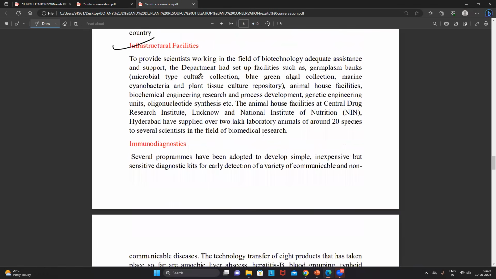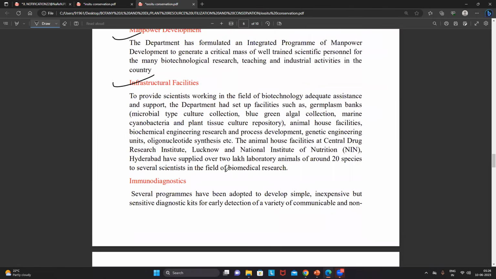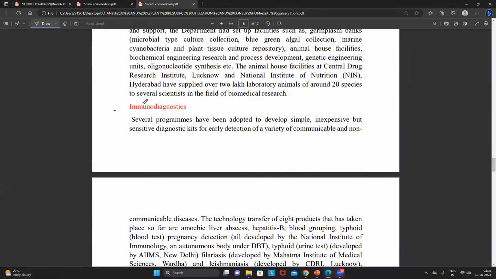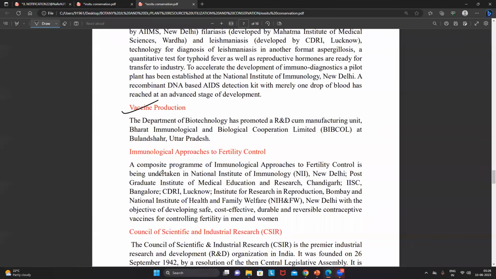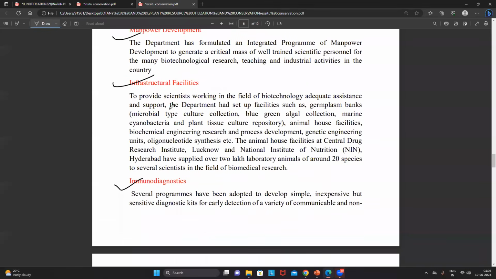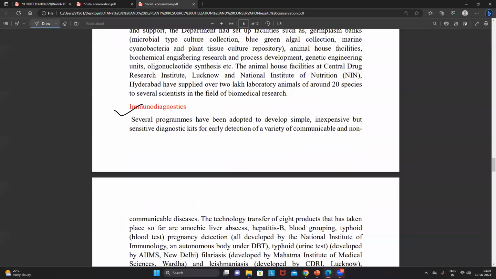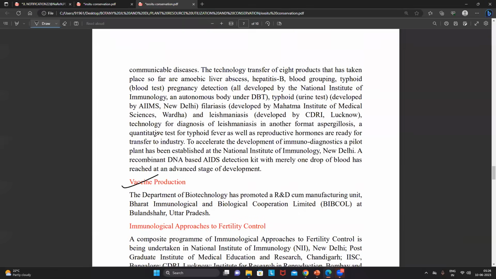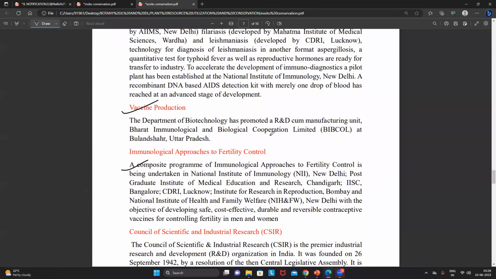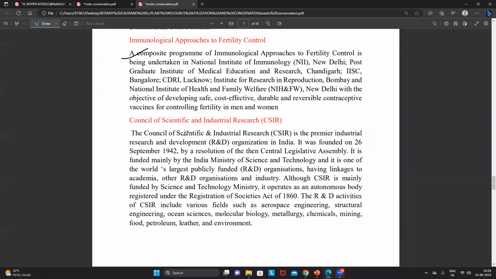Which branches? See, I kept all this information to make you understand correctly. But you have to remember what their branches are, that's all. Biotechnology will be involved in the infrastructure, also involved in the preparation of vaccines, and in the preparation of immunodiagnostics. That's all. Remember only the branches. No need to read and remember anything extra.